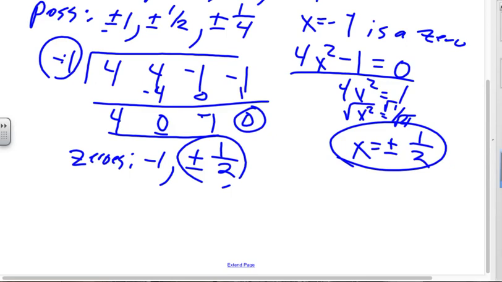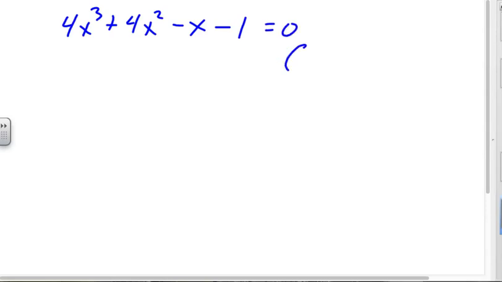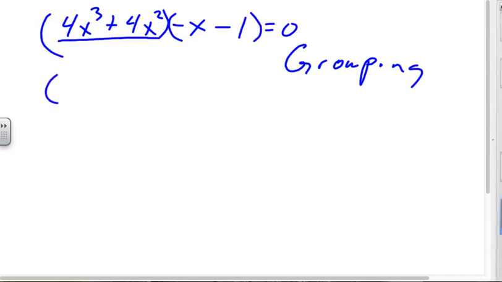Okay. So the last technique we want to talk about, and this sometimes works, but it can be kind of a pain. But let's deal with the same one we just did, which is 4x cubed plus 4x squared minus x minus 1. Then we're going to do what's called grouping. And here what I tend to do is start with these two. I'm going to put these in a group, and I'm going to put this in a group. So I'm going to have a group of x cubed plus 4x squared.